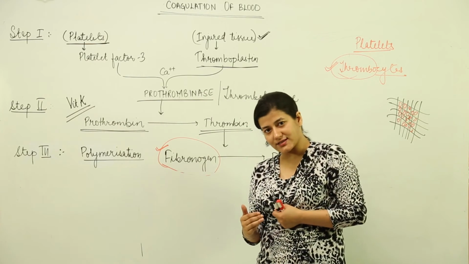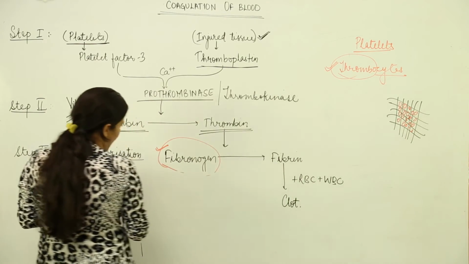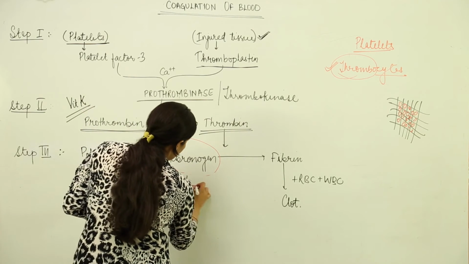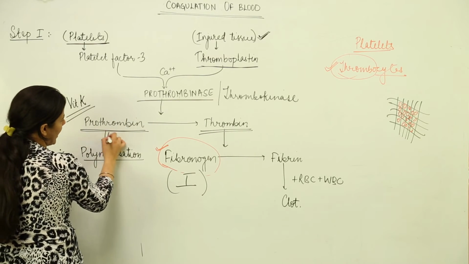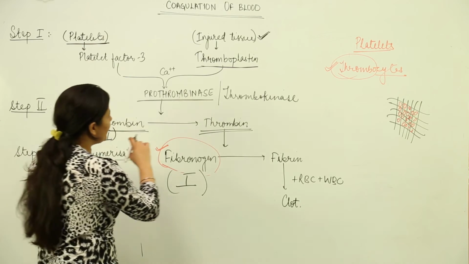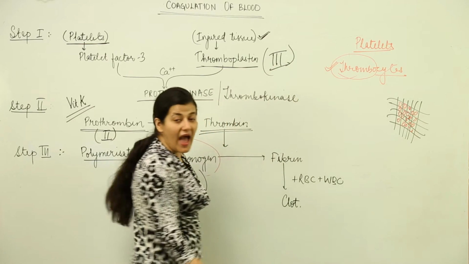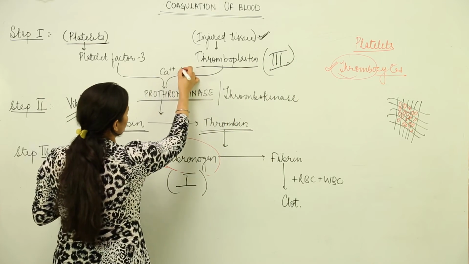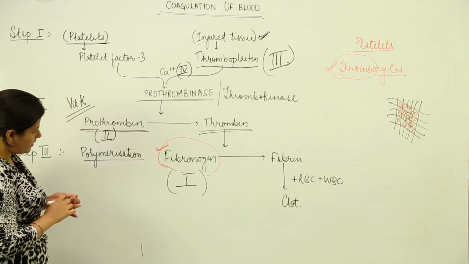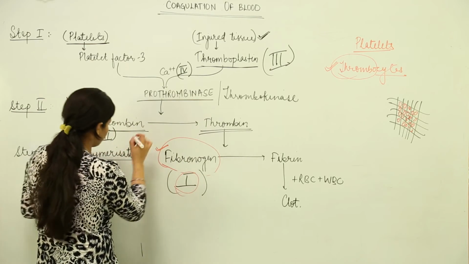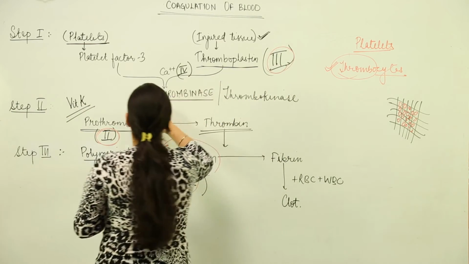There is a cascade of proteins, as I told you, the most important ones being these. The first factor is fibrinogen, known as factor number 1. Prothrombin is known as factor number 2. Then thromboplastin is known as clotting factor number 3, and the calcium ions, which play a very crucial role, are known as factor number 4. So these are the 4 factors you have to remember. First is fibrinogen, second is prothrombin, third is thromboplastin, and fourth is calcium.